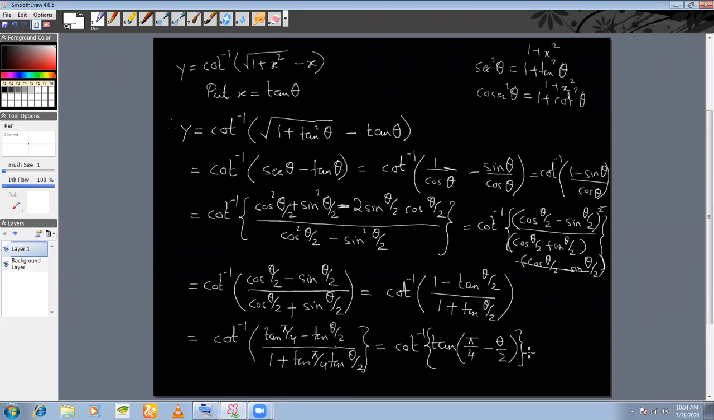Now we need to change tan to cot, isn't it? So what I do is write cot inverse. This tan I want to change to cot. So I write this as cot of pi by 2 minus pi by 4 minus theta by 2.